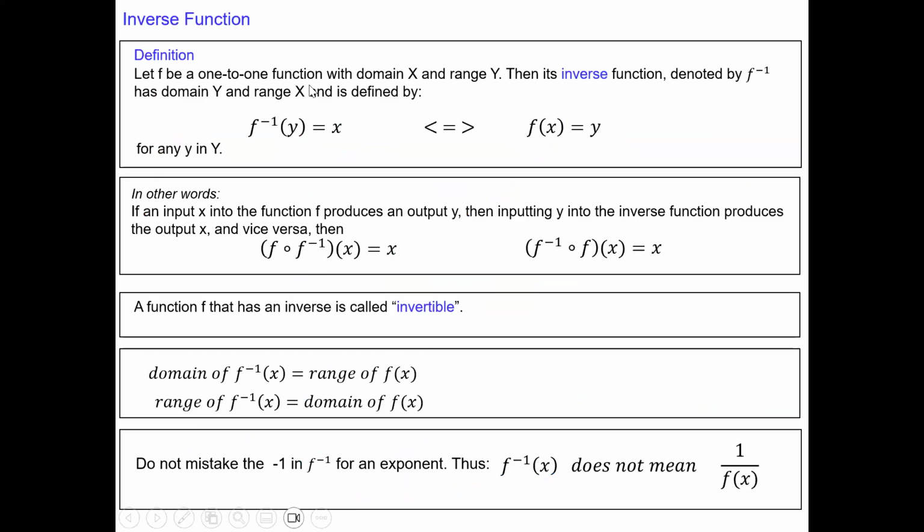Okay, that's the general definition, the formal definition of the inverse function. Let f be a one-to-one function with the domain x and the range y, then its inverse function, denoted by f inverse, yeah, please do not mistake this with the exponent -1. Unfortunately, that's the notation. It has domain y and range x, yes, we interchange it, and we will just write this way. F inverse of y equals x, then f of x equals y, for any y from y.